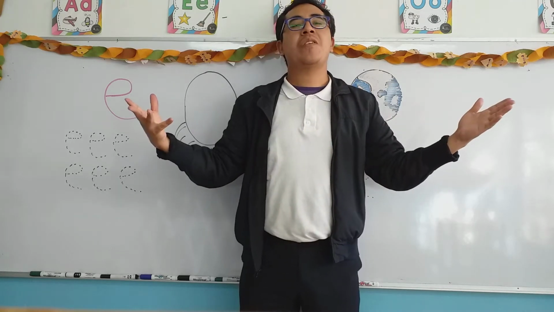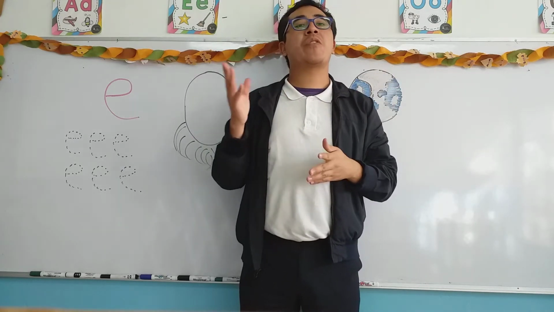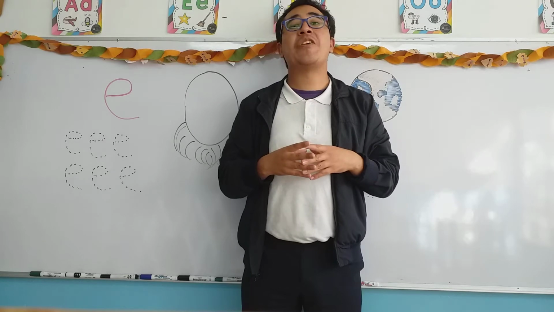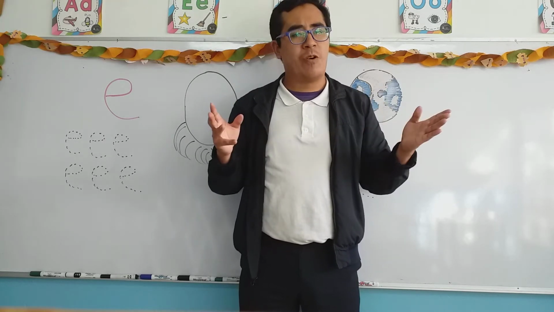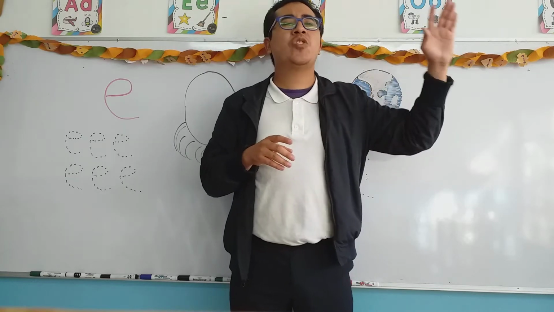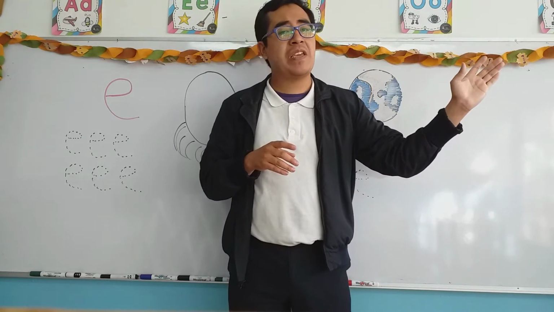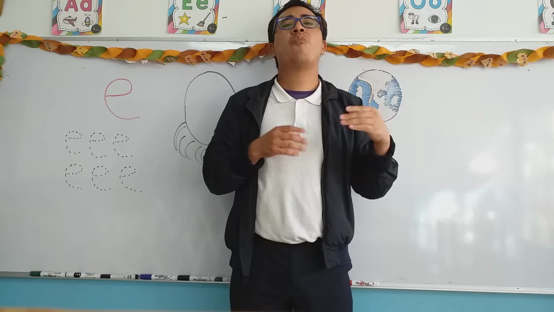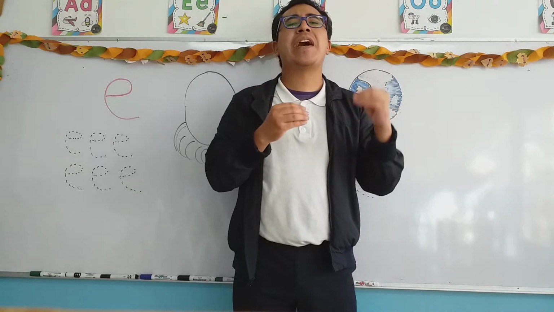Today, my children, on this beautiful Monday, we're going to continue with the letter E in its small form. But before we commence with this, remember, let's go back to previous letters of the alphabet to see what objects we can apply to them.